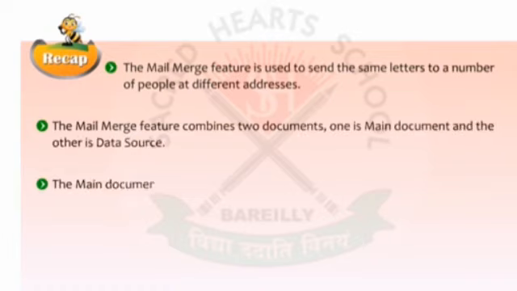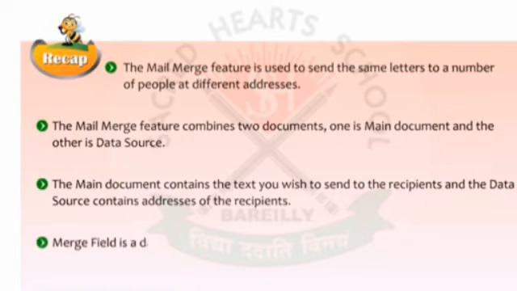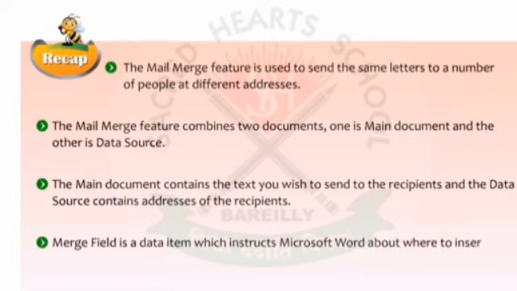The main document contains the text you wish to send to the recipients and the data source contains addresses of the recipients. Merge field is a data item which instructs Microsoft Word about where to insert the data source information in the main document.